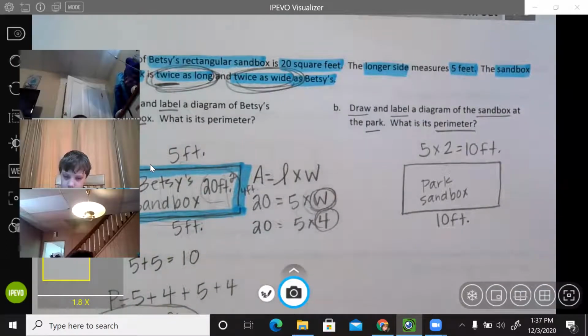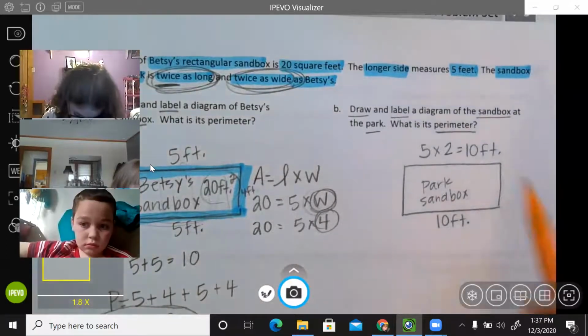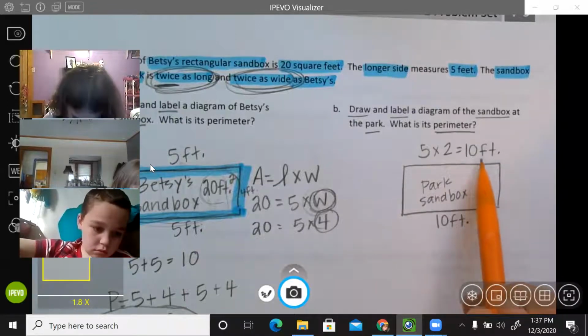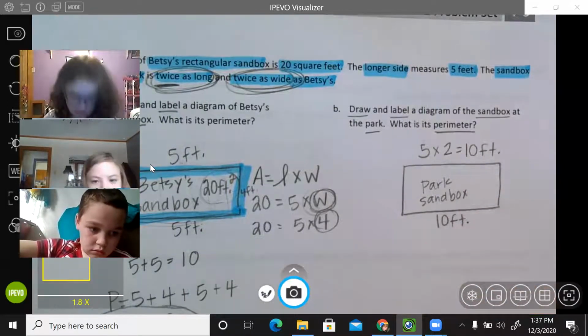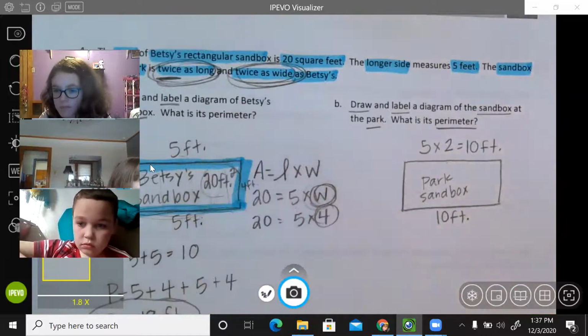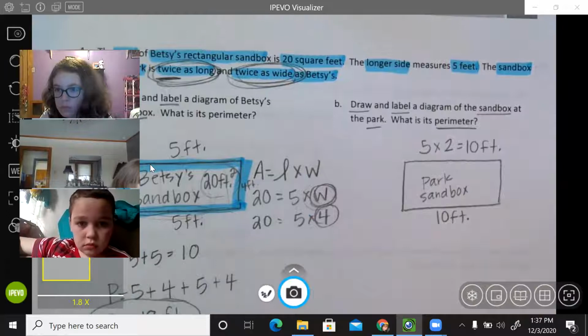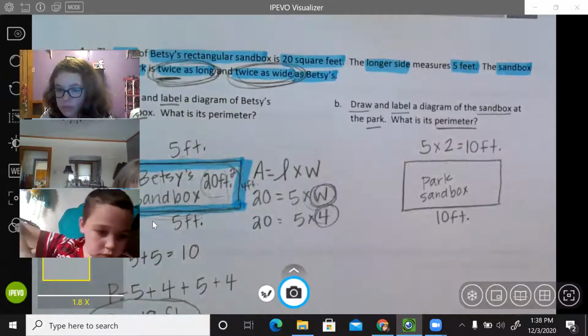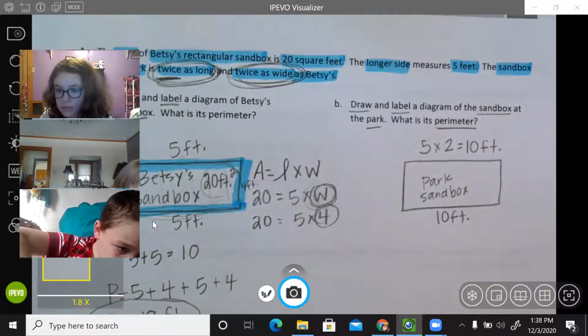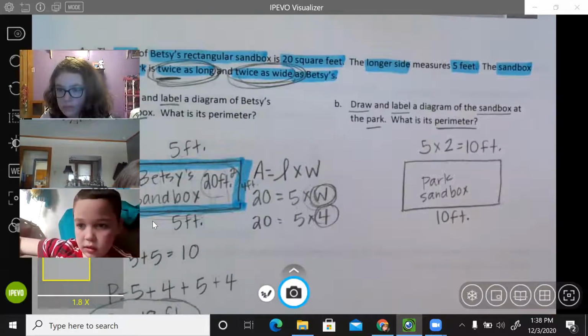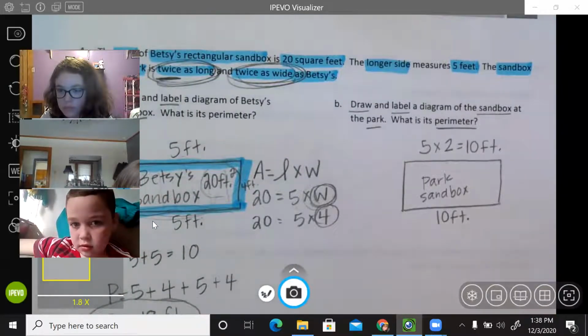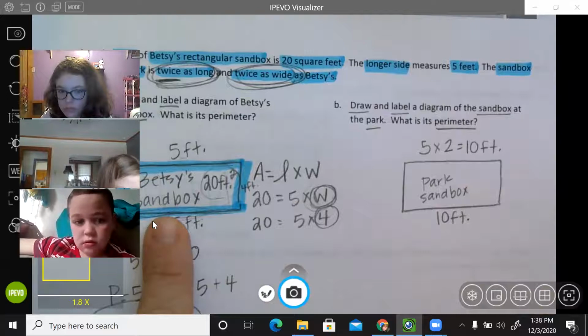Okay, Damien, I'm going to have you pick up here. We know that the length is 10 feet. Now we need to find the width. Look back up in our story and what do we know about the width of the park sandbox? Twice as wide. Okay, so look at Betsy's sandbox. How wide is Betsy's sandbox?